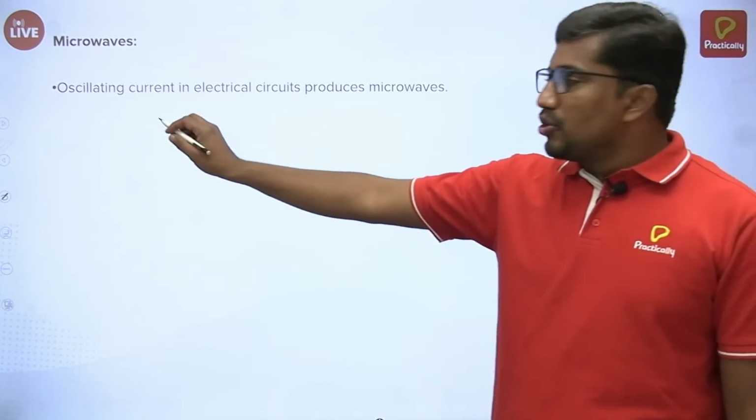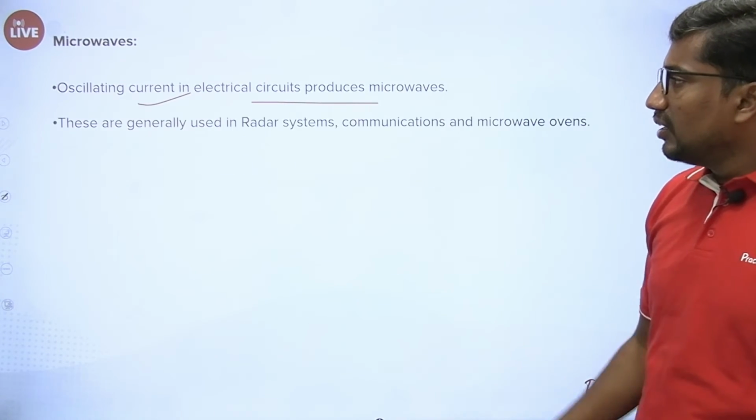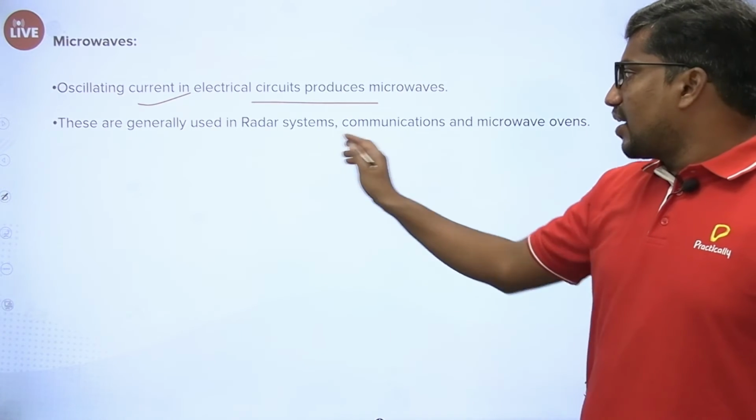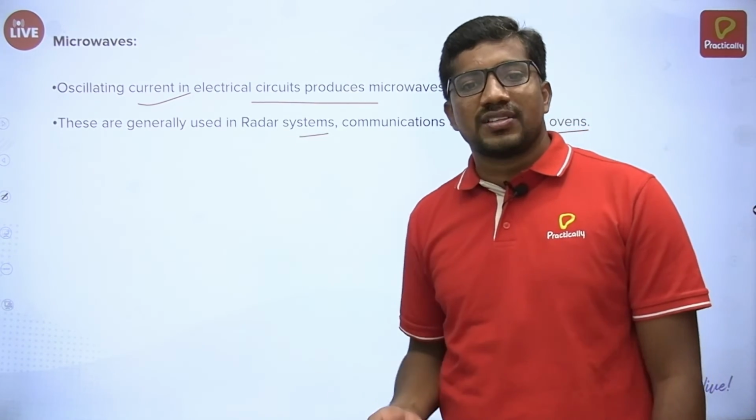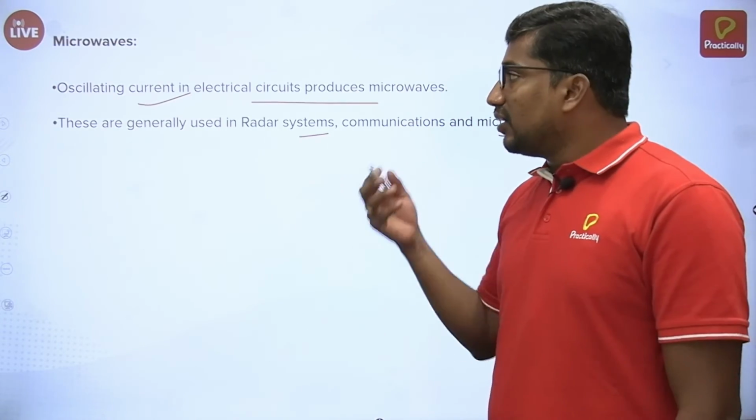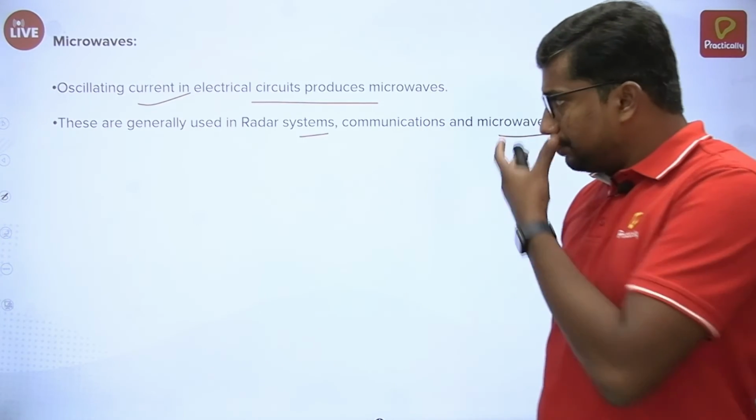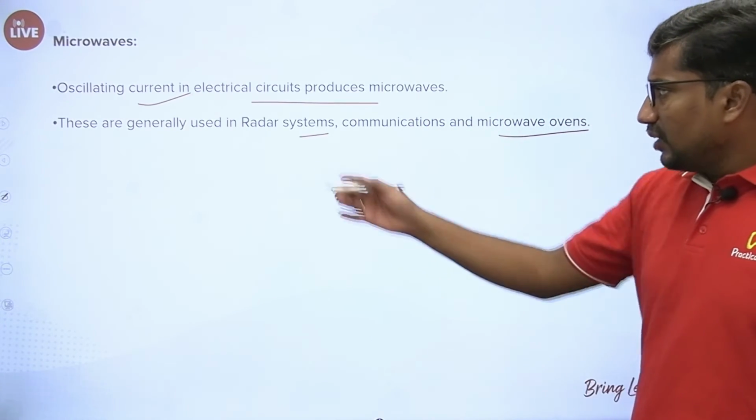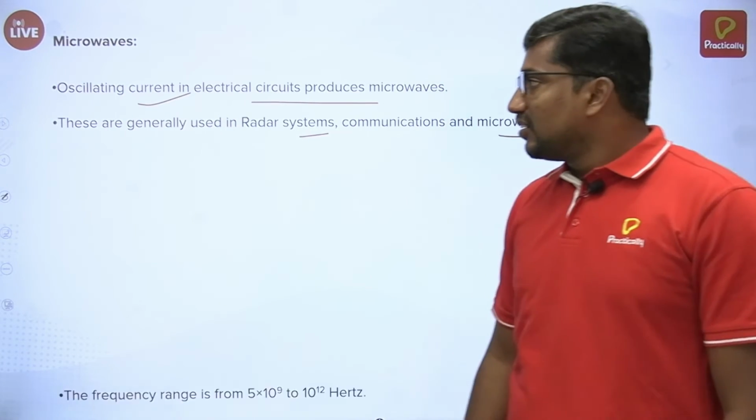Microwaves are produced by the oscillating current in electrical circuits. They are used generally in radar systems, communication systems, and microwave ovens. You know how microwave ovens work: they use these microwaves to cook the food. Radar guns and similar devices also use these microwaves, which have shorter wavelengths.